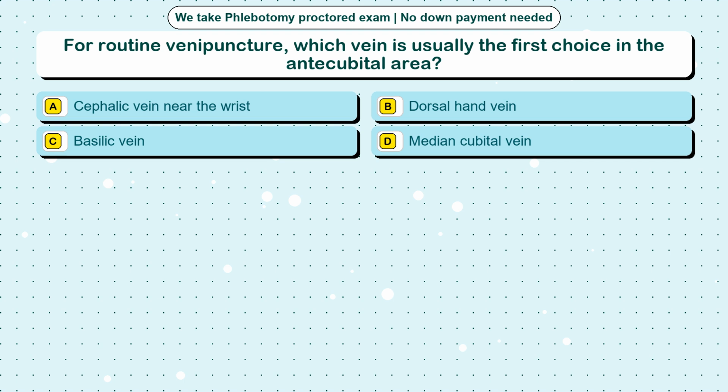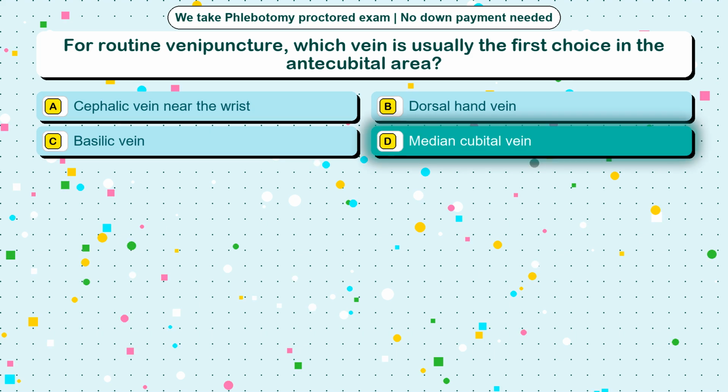Option A, cephalic vein near the wrist. Option B, dorsal hand vein. Option C, basilic vein. Option D, median cubital vein. The correct answer is option D, median cubital vein.